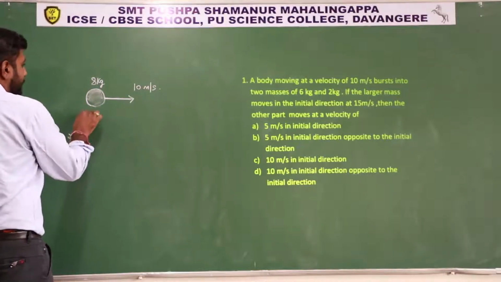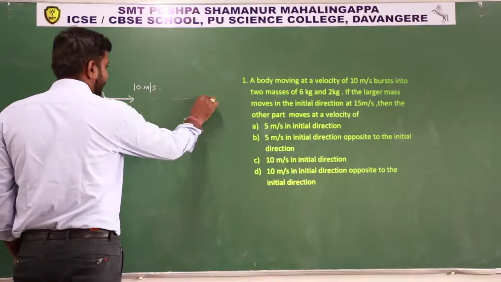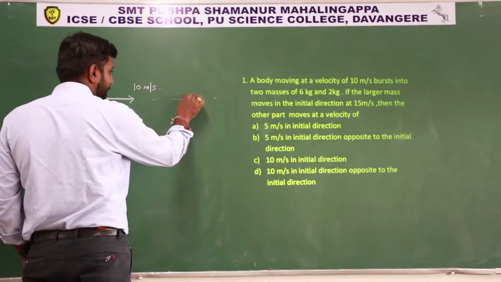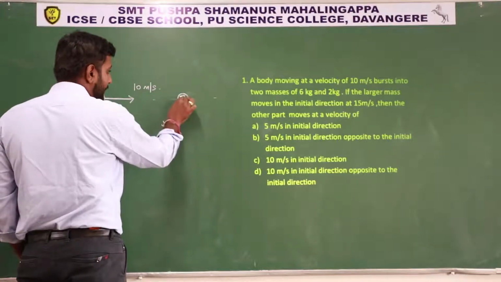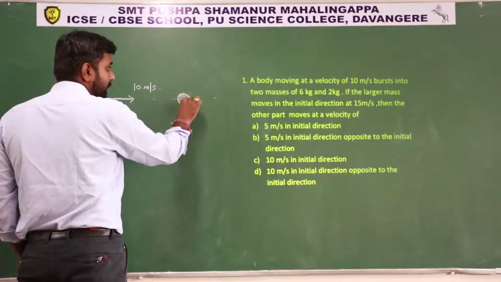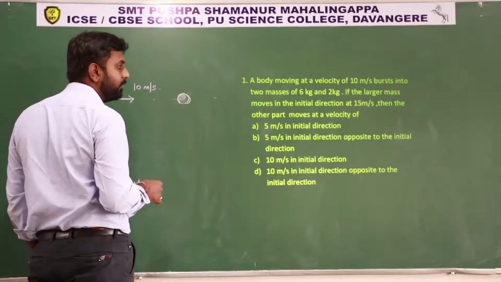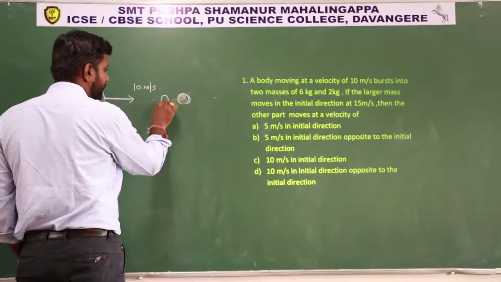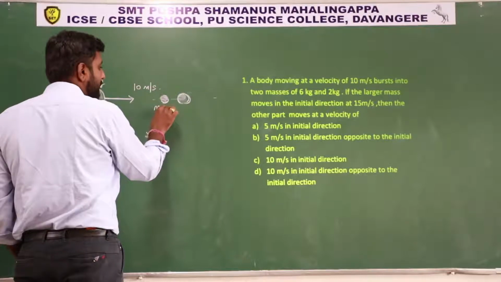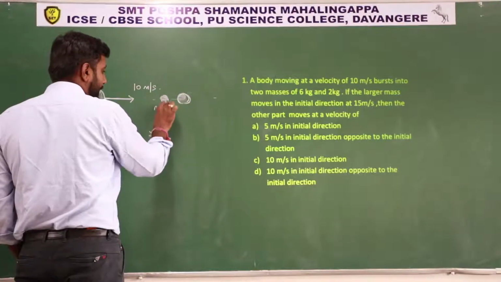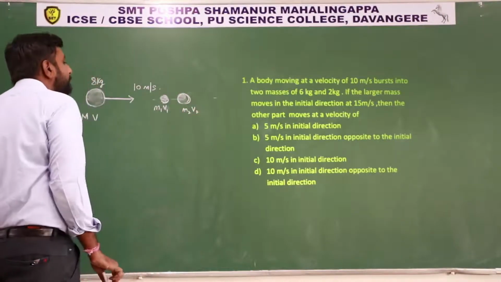Its mass is 8 kg, its velocity is v, and then at some instant it will burst into two pieces. One is 6 kg and another one is 2 kg. We have to find the other part. Let us take this as the 2 kg mass. Its mass is m1, its speed is v1, and this mass is m2, its speed is v2.